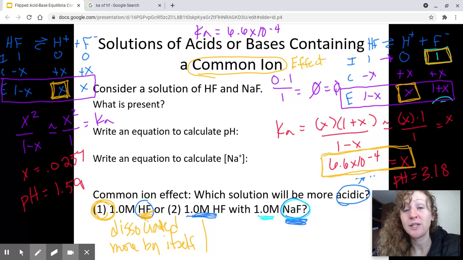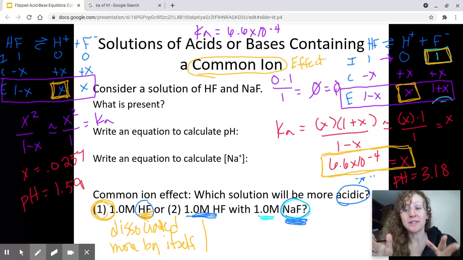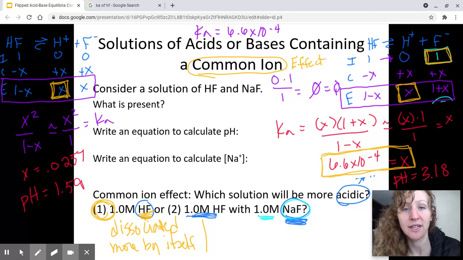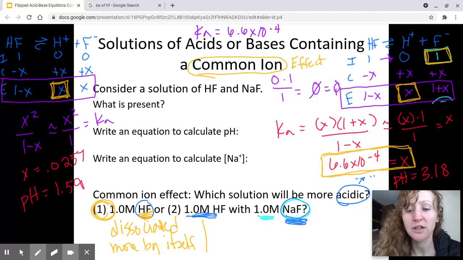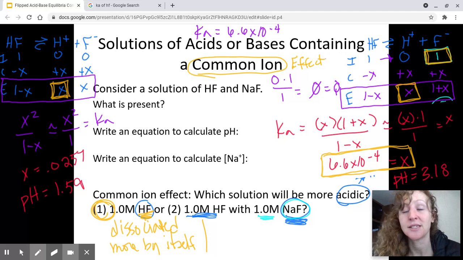So once we know this idea, we really don't have to go through all this math in order to decide which one's going to be more acidic. If this was a multiple choice question, now that we have talked through this concept and proven it to ourselves mathematically, we can look at this and say, oh, in number 2, there's a common ion present. That common ion is going to suppress the dissociation. Less hydrogen means higher pH. So that would be the logic flow through this question.